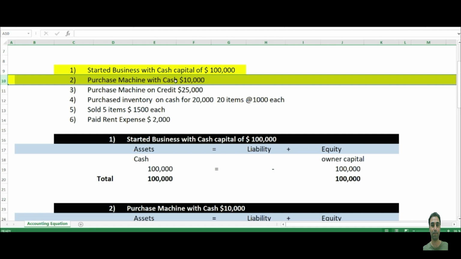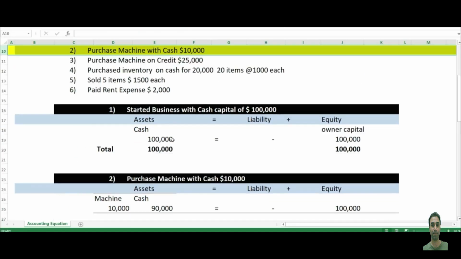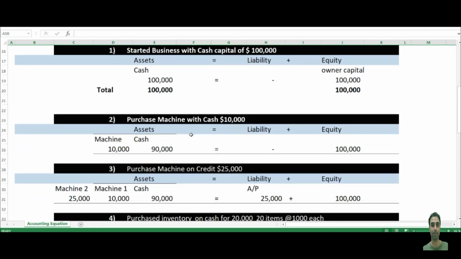Now in the next transaction we can see that you have purchased a machine, that is your asset, from the cash that you have already invested in the business. What are the effects? When you have purchased the machine, an asset has been increased. Which asset? Machine asset has been increased. But how did you obtain this machine? By giving away the cash. So one of your assets has been decreased as well. If you see over here, your asset has been decreased by 10,000. Previously it was 100,000.